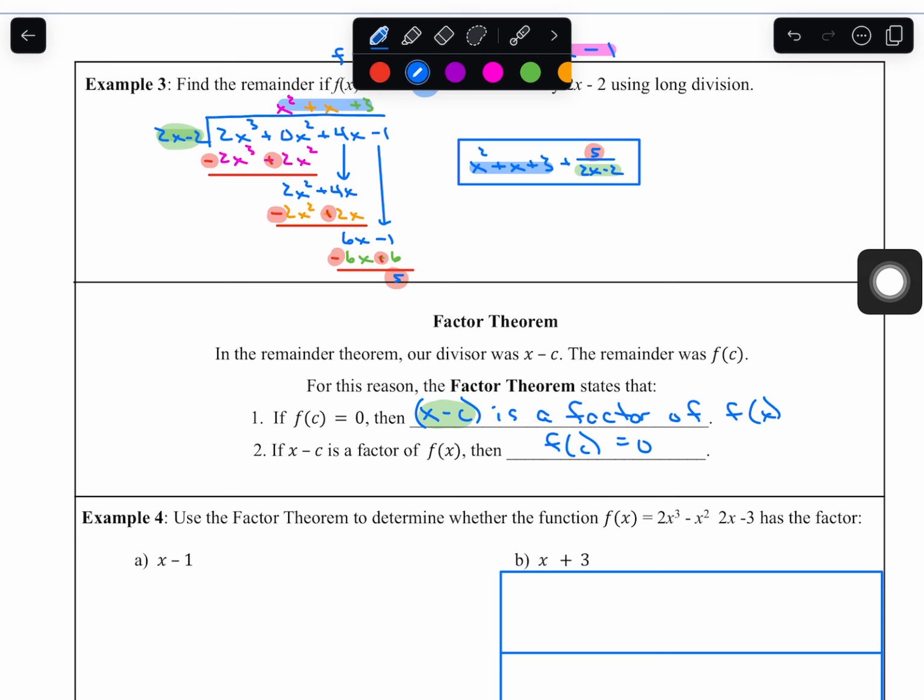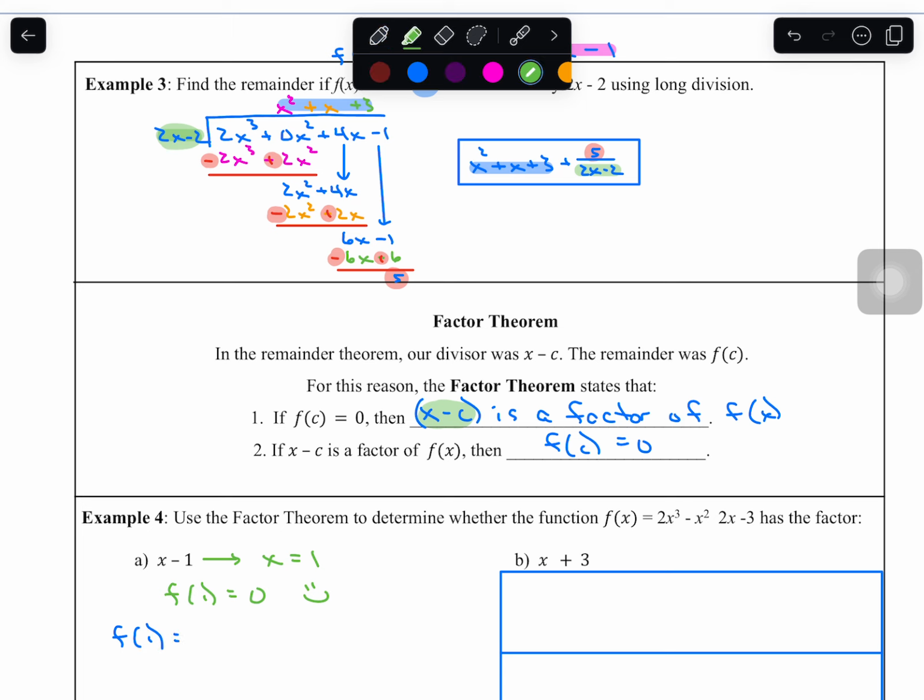So here, I have a factor for number 1, for A, example 4a. The factor is x minus 1. Well, if that's a factor, then I need to see if, when x equals 1, f of 1 is 0. If it is 0, then it's a factor. If it isn't 0, then it's not a factor. So let's evaluate that. We've spent a lot of 1a evaluating functions. So let's go ahead and figure out what f of 1 is.